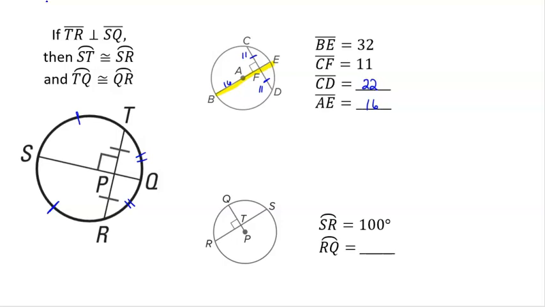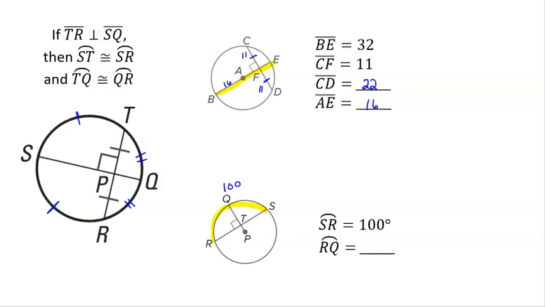On this bottom example, they give us an arc measure. So SR, which is minor arc SR, so don't forget that it's not going this way, it's going to go this way. So they tell us that SR is 100 degrees, so I'm just going to put that out here.